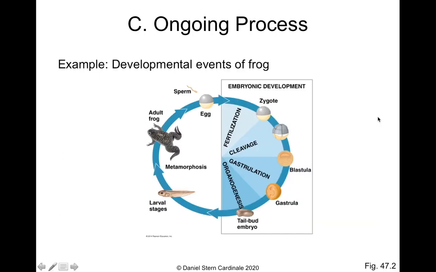So one other big idea before we get into the specifics is that development is an ongoing process. As I said a minute ago, it doesn't just stop at the end of embryonic development. And we can use frogs as an example here. So we have our gametes, our sperm and egg. They're going to fuse into a zygote. That part of embryonic development is called fertilization. So here in this box, we have embryonic development. And then we have cleavage, gastrulation, organogenesis, followed by, in this case, hatching. And then we have development throughout life, from larva to adult.